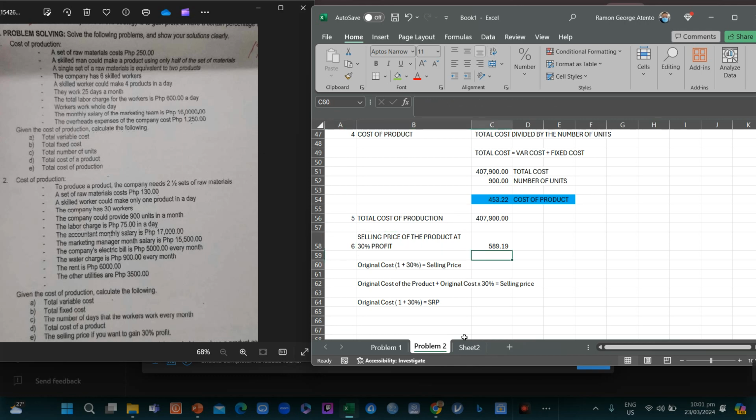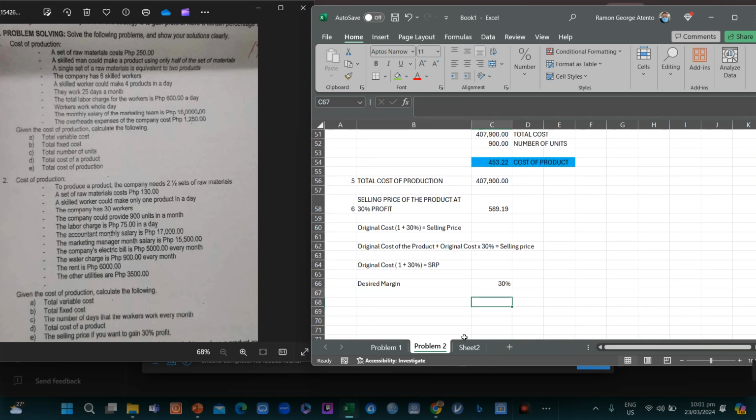So if you want to make a formula out of it, just put here, for example, the desired margin. It says there 30% profit or margin profit. So it says 30%, right? If you want to make it a formula, it should be the original cost multiplied by 1 plus 30%. And it will come out also as 589.19. Make it orange because this is the gold of it all.